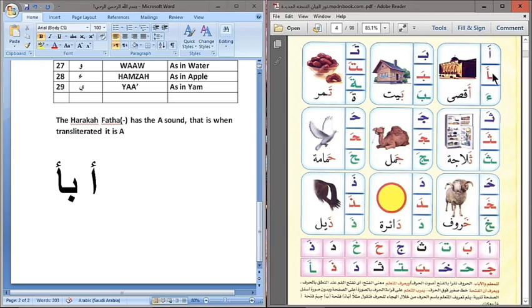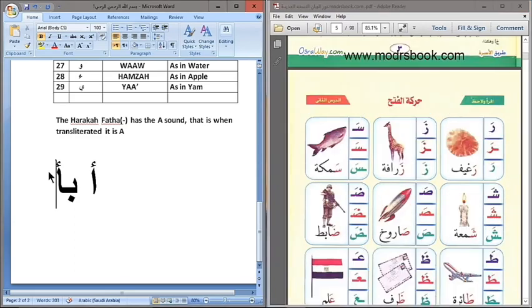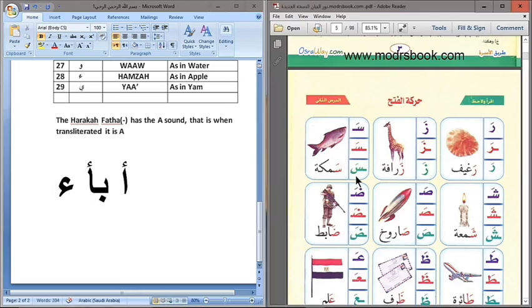So this sign here, this thing that looks like a dash, is the link between the Hamza and the letter before it. So this is the Ba when it is joined with the Hamza, and the Hamza looks like this. But if the Hamza is standing alone, it can be written like this or like this. So this is the Hamza also. So that is Hamza.